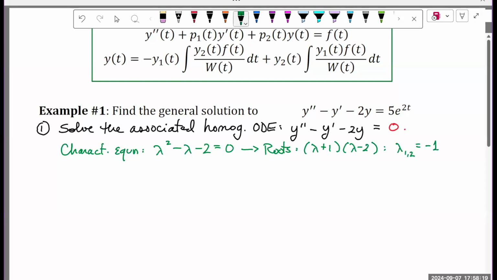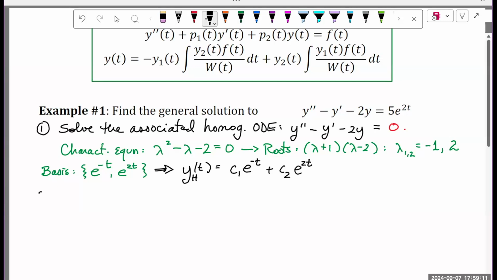-1 and +2. So the basis for our solution space is e^(-t) and e^(2t). Therefore, the general solution to the homogeneous differential equation, which we identify as y_h, is given by a linear combination of e^(-t) and e^(2t). Now with variation of parameters, what is it that we do? We are assuming that our solution to the inhomogeneous or driven differential equation can also be written as a combination of those basis functions, but this time with non-constant coefficients, combining them, and those we call u1 and u2.